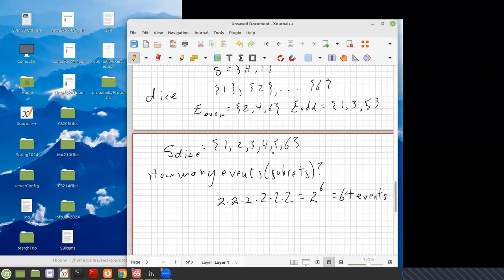And this is true for any sample space. If you have a set that has n elements, then the number of subsets is going to be 2 to the n, because I could either include or not include in the subset any element. So if I don't include any, I get the empty set. If I include them all, I get the sample space itself. And if I include some and not others, I get other subsets.